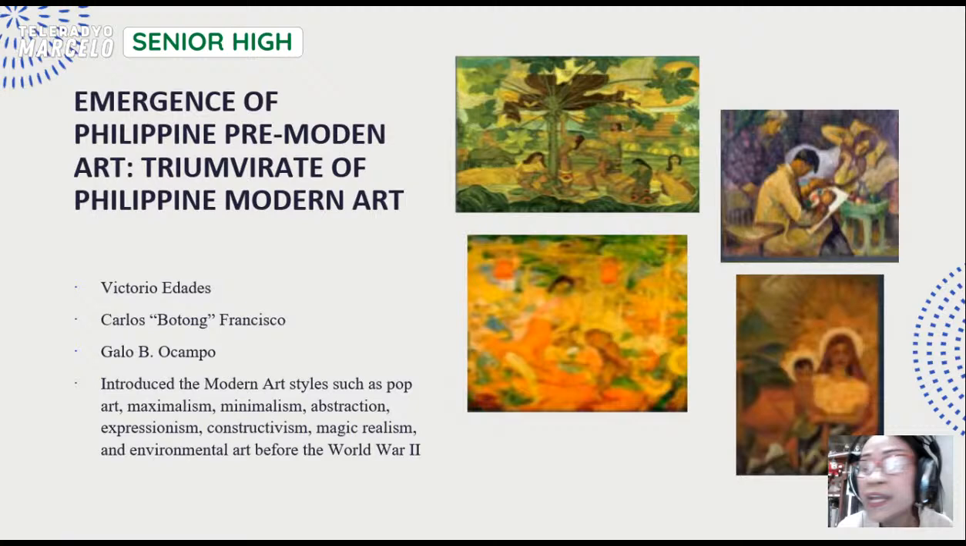Ang magic realism ay literary artistic genre, a combination of narrative and natural technique. So that's magic realism. And environmental art, this is prominent, connected with nature, using natural materials. So, art before the World War II. So ito po sila. Okay?